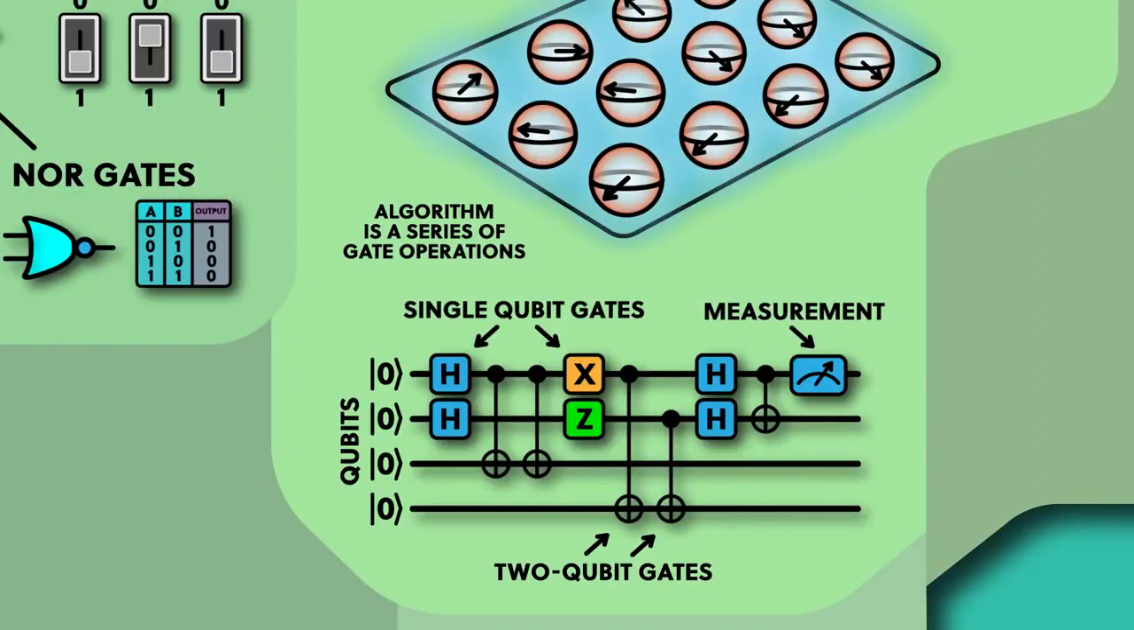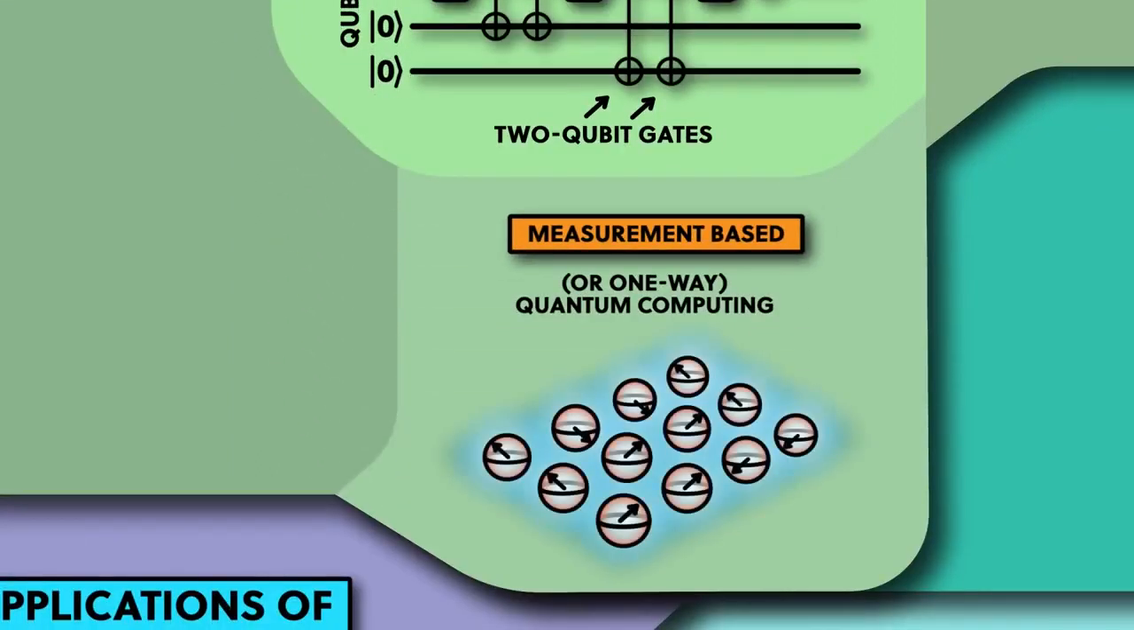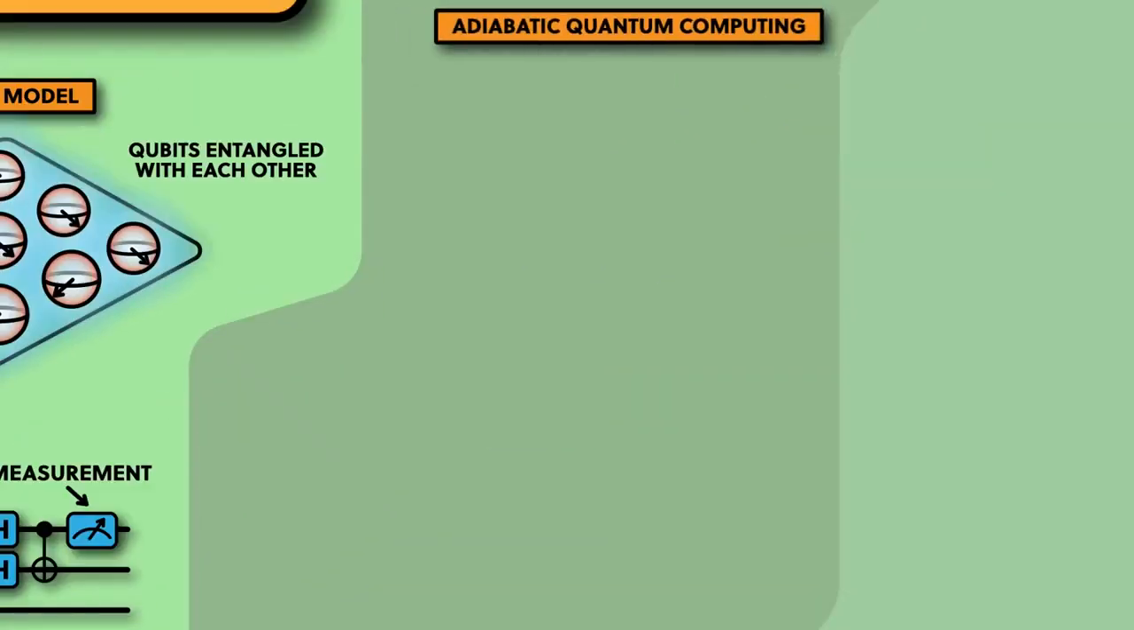We've already looked at the circuit model, but closely related to it is measurement-based or one-way quantum computing, which involves setting up an initial entangled state and then measuring qubits one by one during the computation. And mathematically, this has been shown to be equivalent to the circuit model. Now let's look at the models I'm most familiar with, adiabatic quantum computing and quantum annealing.